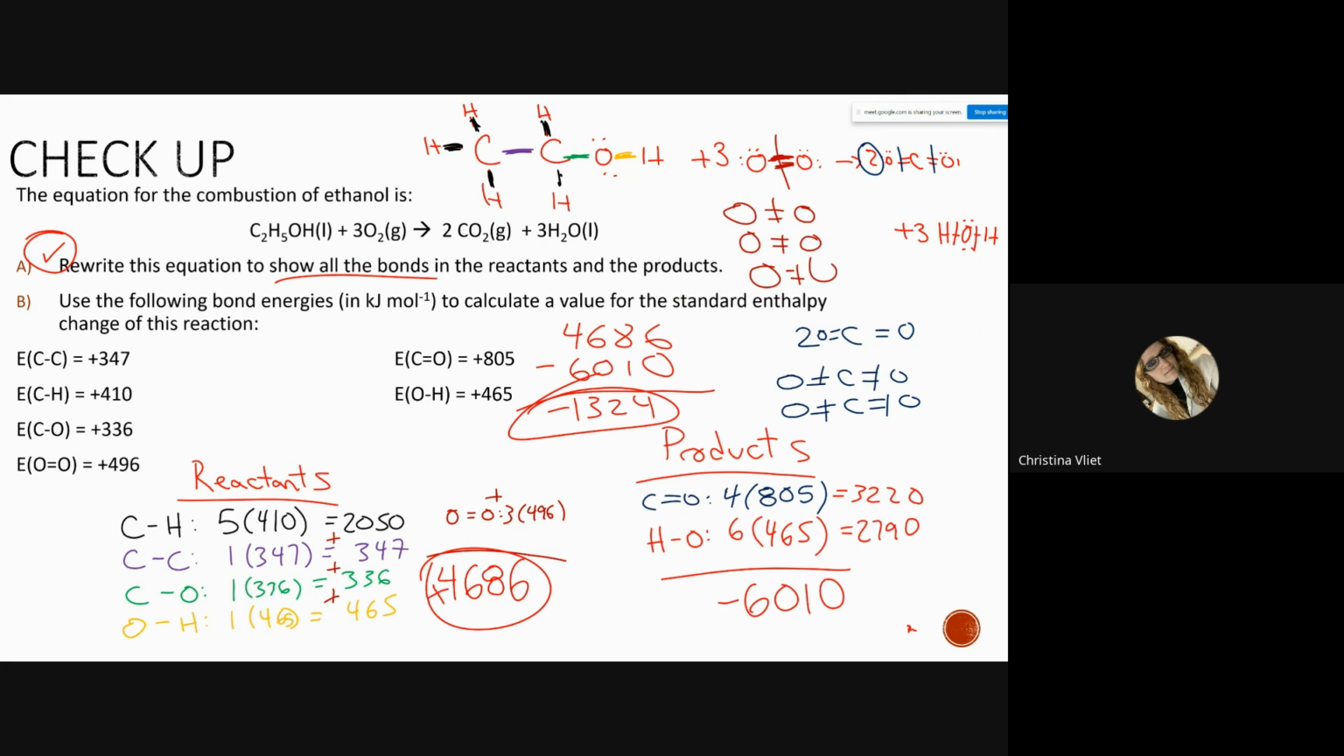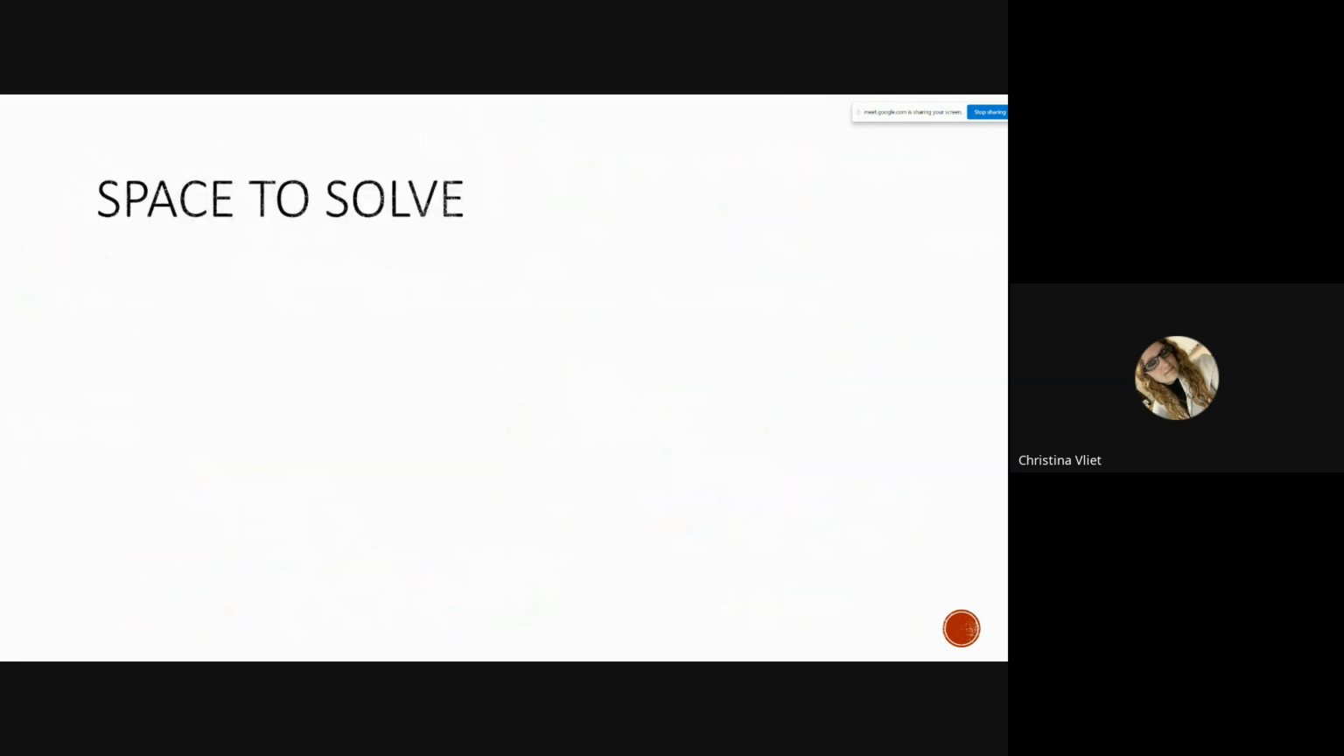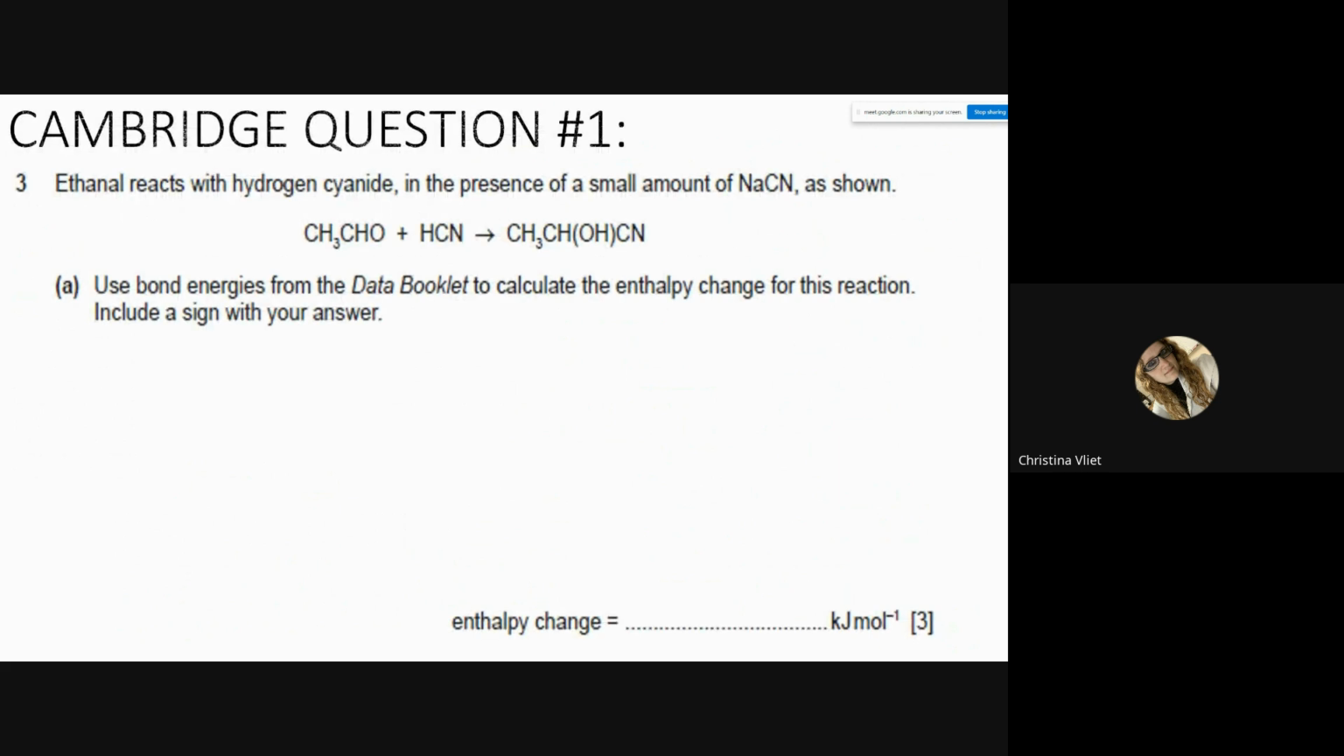All right, so this is the process. How are we feeling about it so far? Good? I don't want to go back and forth anymore. But you have another slide. All right. Here we go. Old Cambridge question.